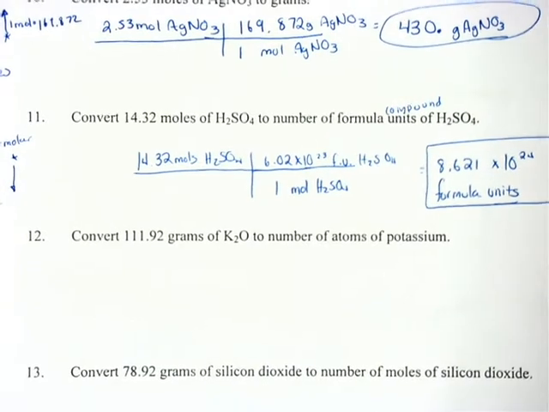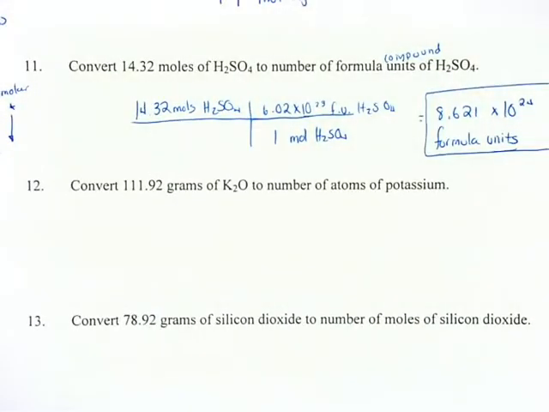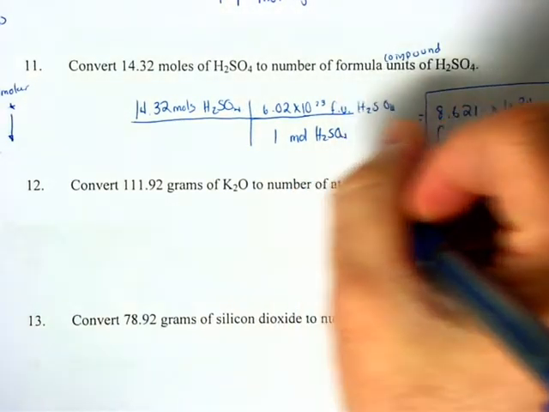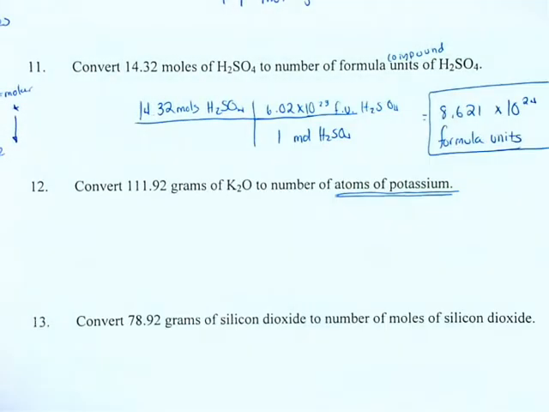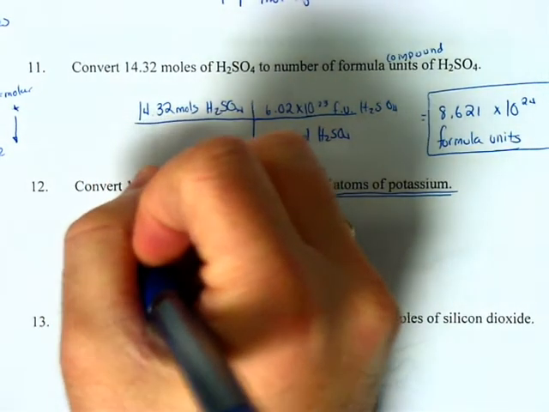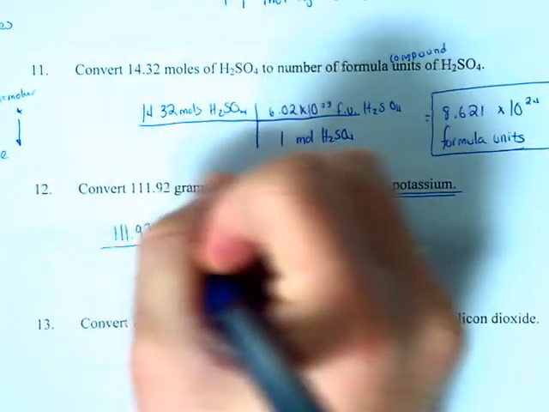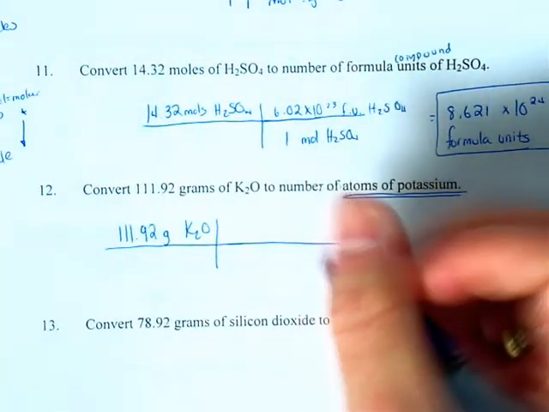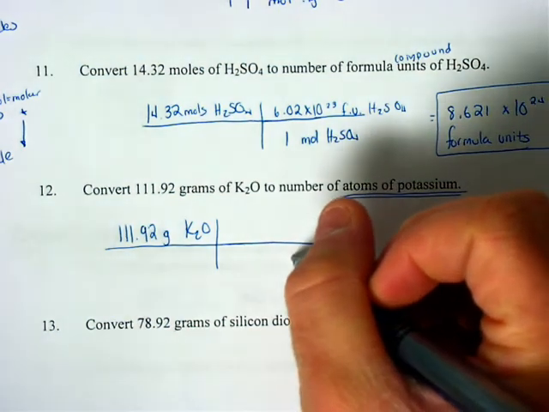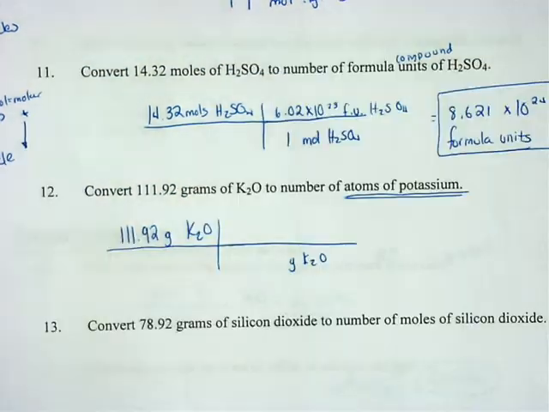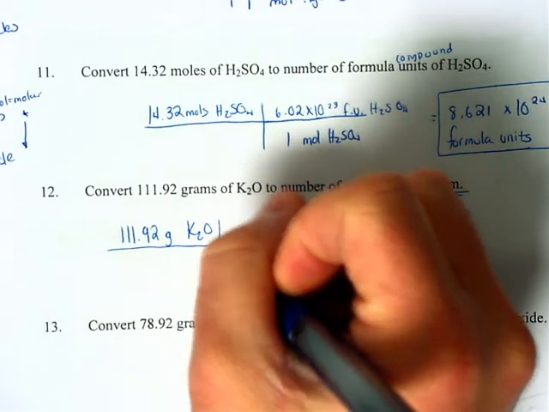Now, what is so special about question 12? It only wants to add them up from potassium. Yeah, exactly. So we have to break down the compound. We have to have that special step in there. We're starting with mass, so that's 111.92 grams of K2O. What unit needs to go down here? Grams of K2O. And the molar mass, right? 39.0983 times 2 plus 15.999. I got something like 94.1956.